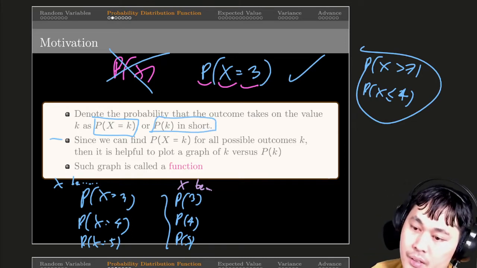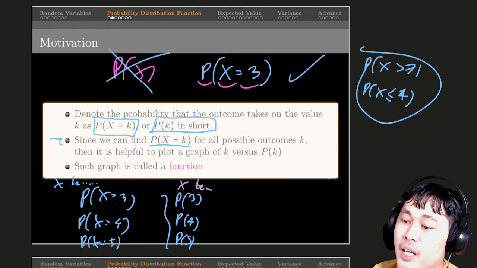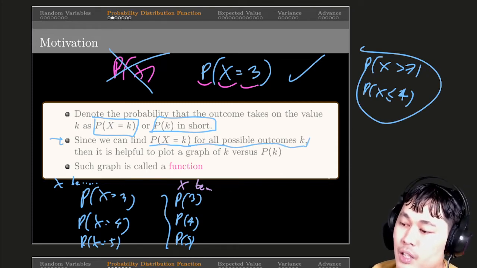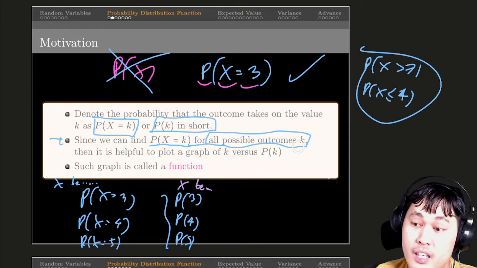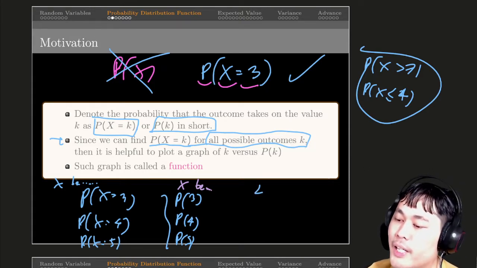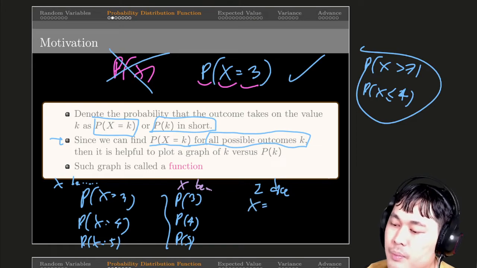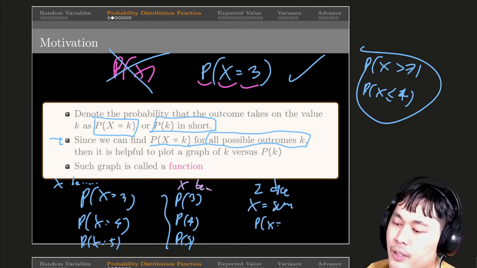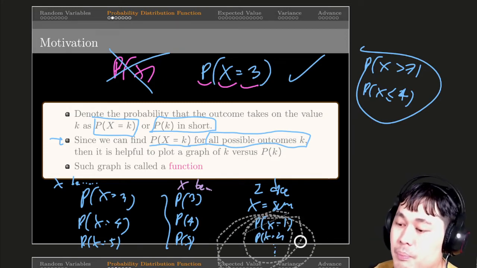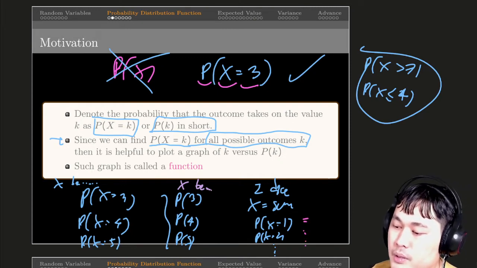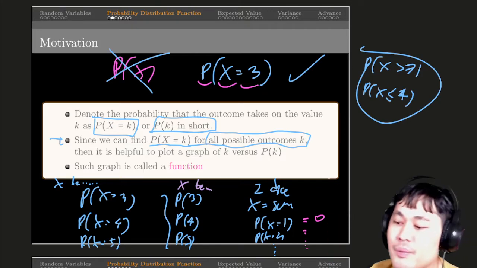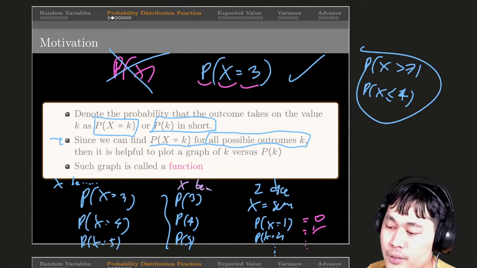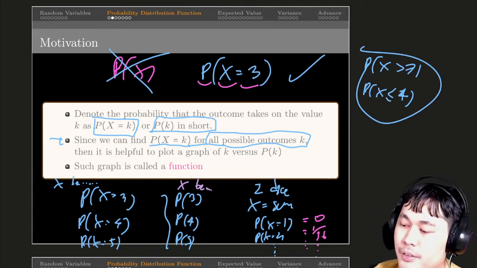And the next keyword is, since we can find P of X equals k for all possible values k. For instance, if you roll two dice, and let X be the sum, then we can find P of X equals 1, P of X equals 2, and so on and so forth. Then for each probability, we get a single number. P of X equals 1 is 0, because it is impossible for the sum to be 1. P of X equals 2 is 1 over 36, and so on and so forth.